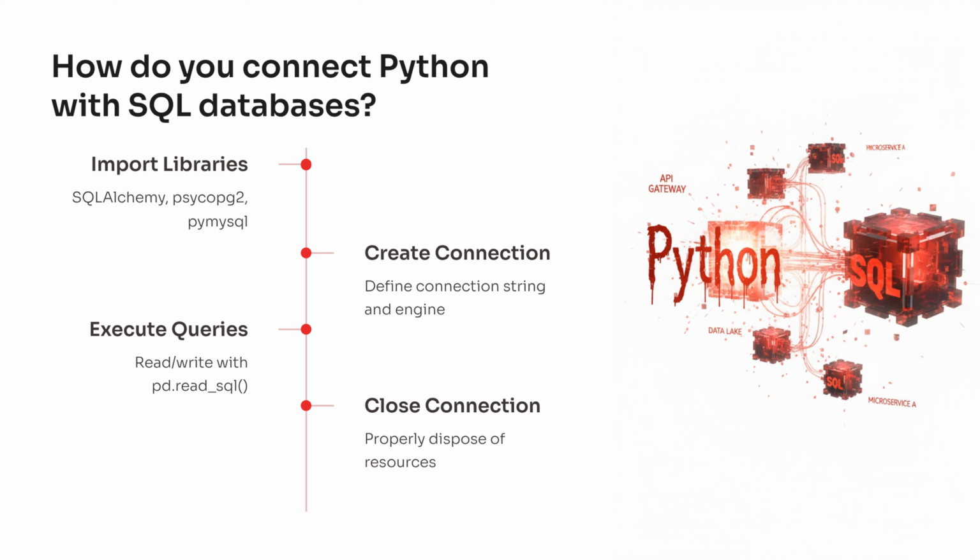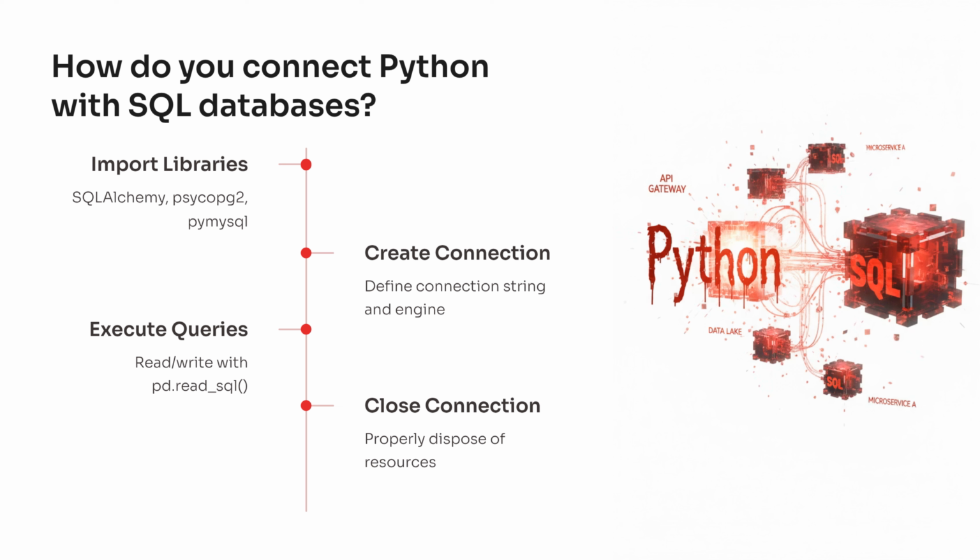Step 1. Import libraries. To start, we need the right libraries. The most common one is SQLAlchemy, which works as a universal connector. Depending on the database, you may also use psycopg2 for PostgreSQL or PyMySQL for MySQL. These libraries let Python talk directly to your database server, just like an API for your data.